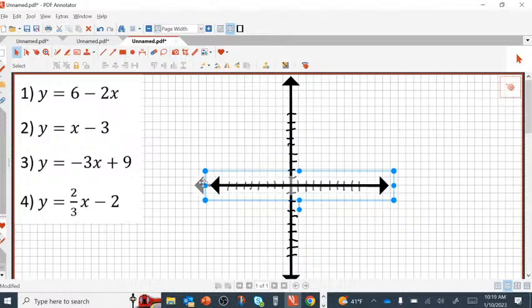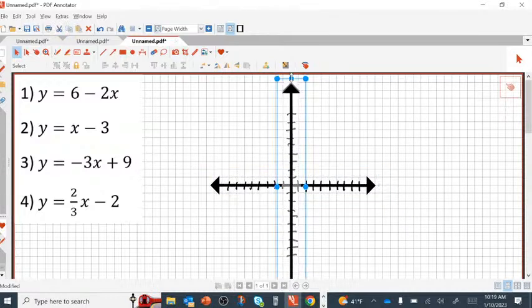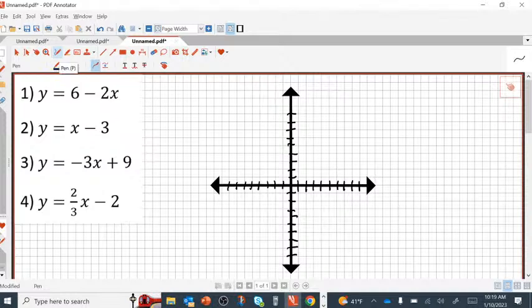Okay. Here we go. How would I graph these onto my coordinate plane? And let's go ahead and start with number 1.